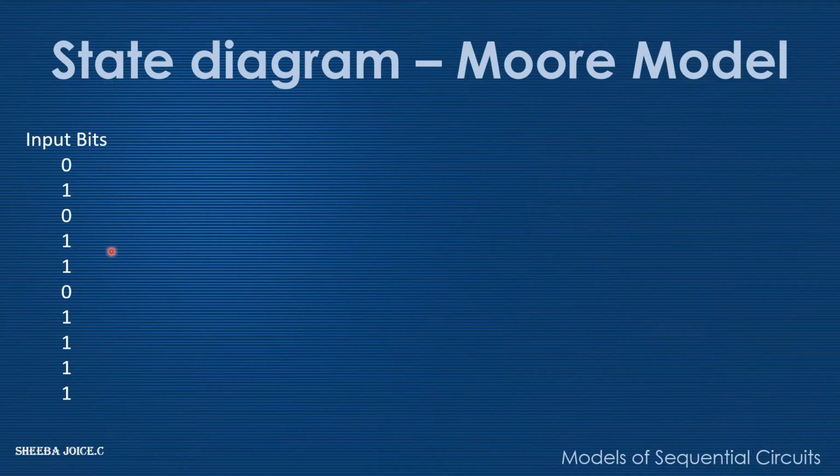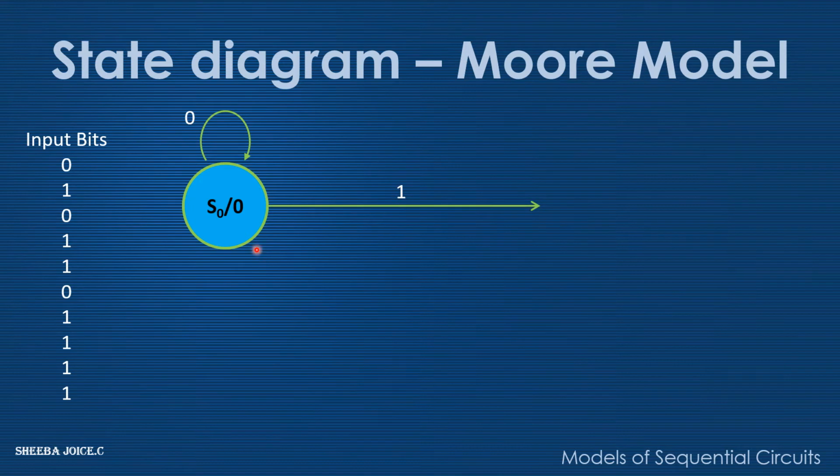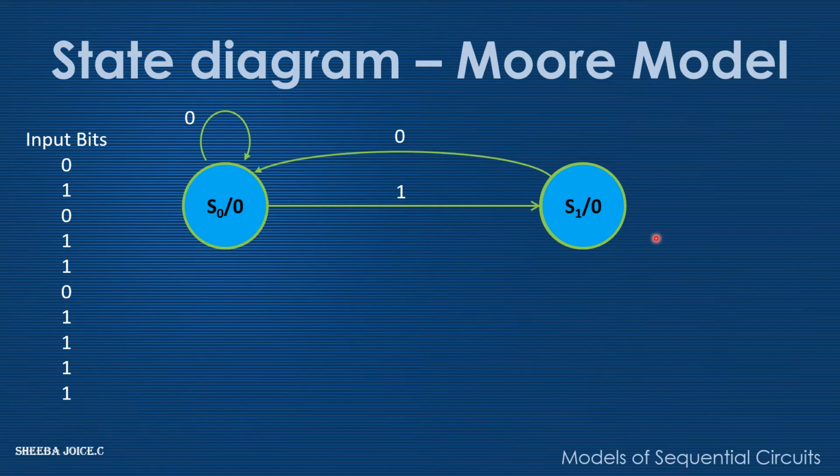Let's assume the input bits are arriving in this particular fashion. This is just an example. So the initial state is going to be S0. When the input is 0, it will remain in the same initial state S0, and the output will remain 0. We represent the output inside along with the state in the Moore model. When the input becomes 1, it will move on to the next state called S1, and the output will still remain 0. If the input is 0 at S1, it will return back to the initial state S0 and the output will be 0.